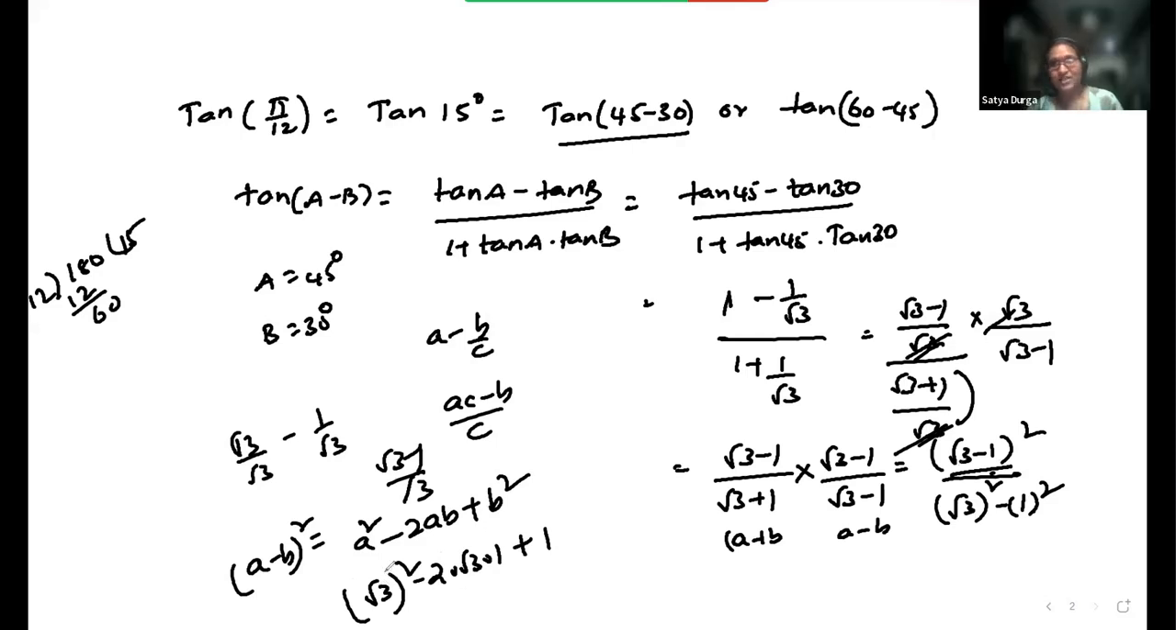So root 3 whole square is 3. 3 plus 1, 4. 4 minus 2 root 3. But then you can simplify. You can simplify by 2. 3 minus 1. That is equal to 4 minus 2 root 3 by 2.